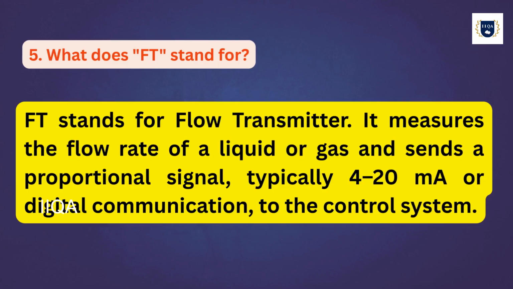What does the symbol FT stand for? FT stands for flow transmitter. It measures the flow rate of a liquid or gas and sends a proportional signal, typically 4 to 20 mA or digital communication, to the control system.